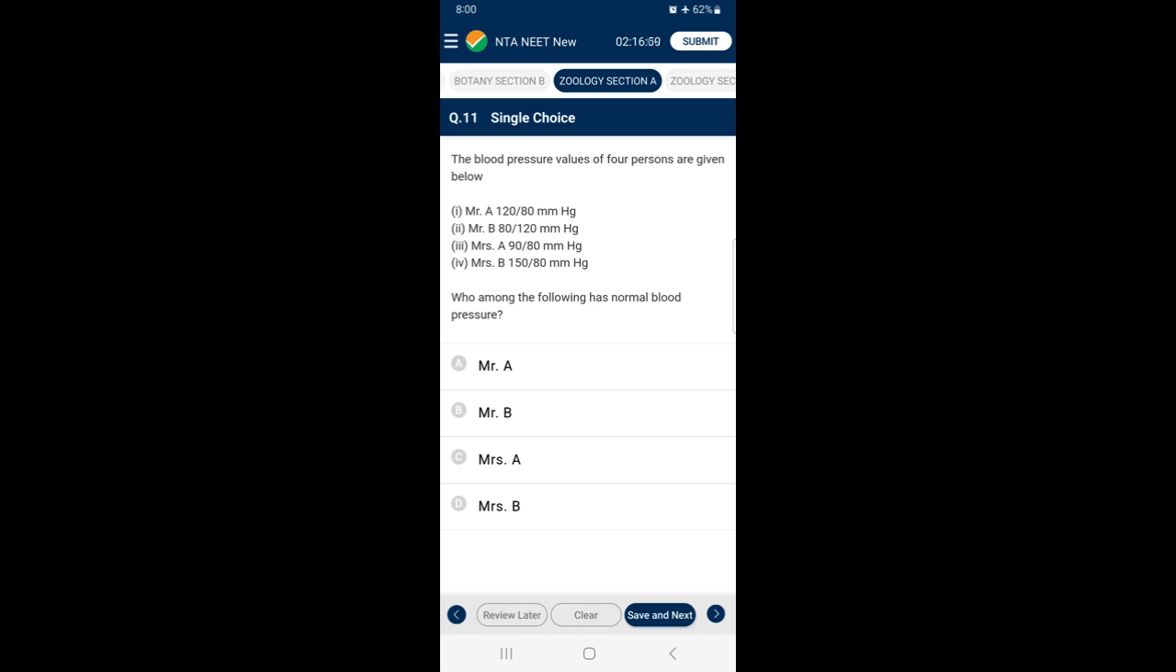Question number 11. The blood pressure values of 4 persons are given below.